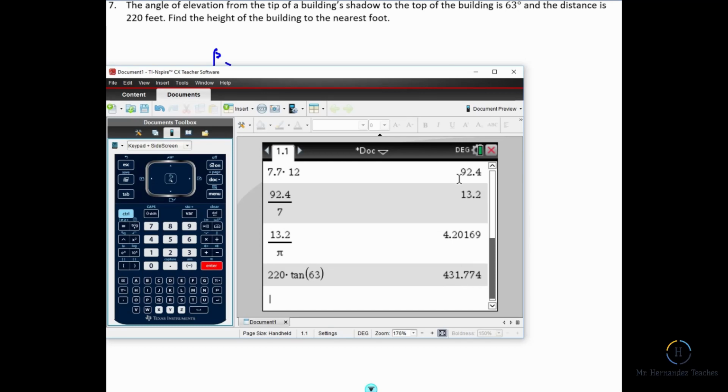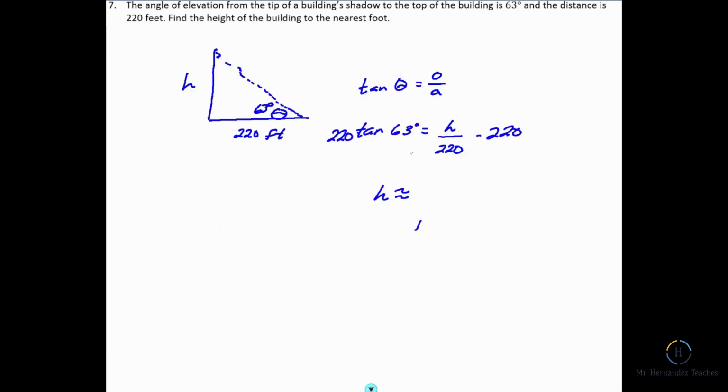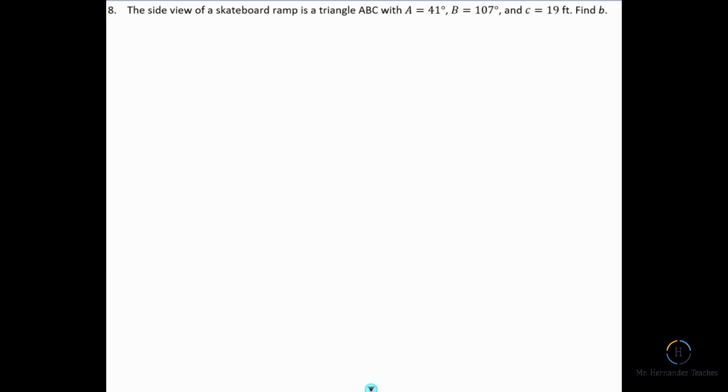431.774, so 432 feet. So the height is about 432 feet right there. So just draw a picture. Don't forget angle of elevation and angle of depression. Those are going to come up in the test. And you're going to have to draw it out straight from the given picture, or straight from the picture that you're going to have to make yourself.